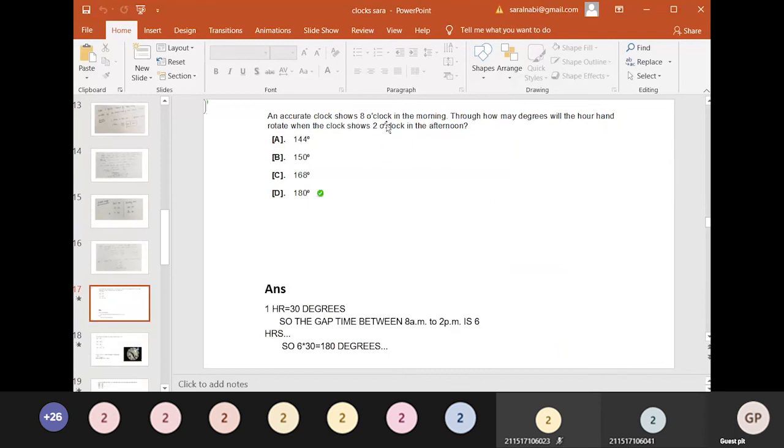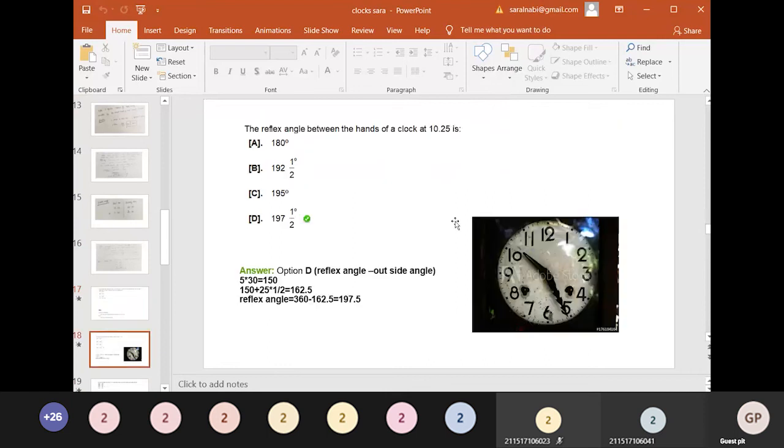Here what they have asked: an accurate clock shows 8 o'clock in the morning; through how many degrees will the hour hand rotate when the clock shows 2 o'clock in the afternoon? It's very simple, right? It is nothing but a 6-hour gap, so 6 into 30, 180 degrees. Okay, so likewise you can calculate all this.